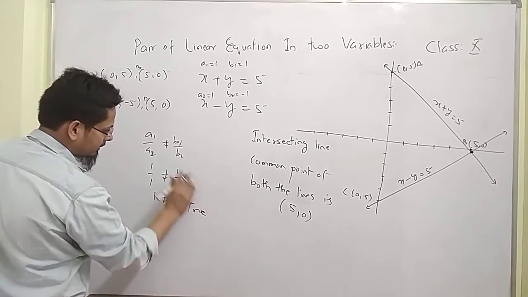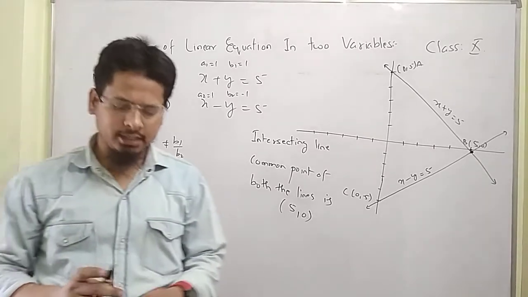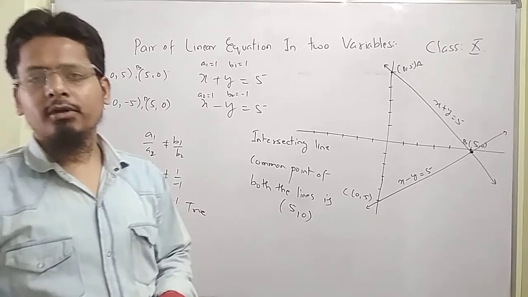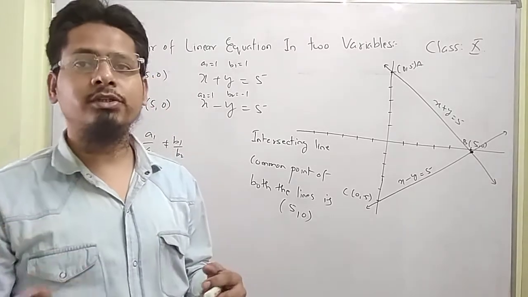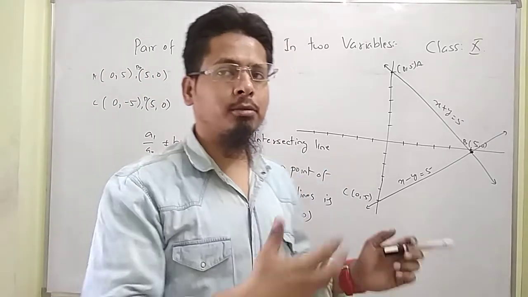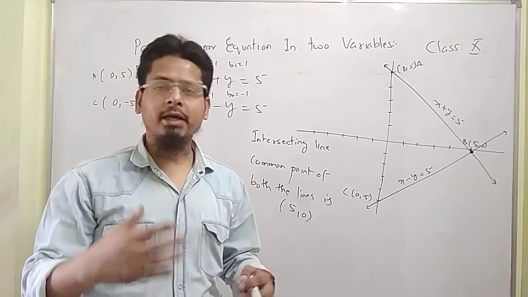Okay, so from here we can conclude, we can compare, we can correlate that these lines are intersecting. Actually, class, mathematics becomes more interesting when it becomes practical. So it is a geometrical interpretation I have done here. I have explained it to you by the geometry.